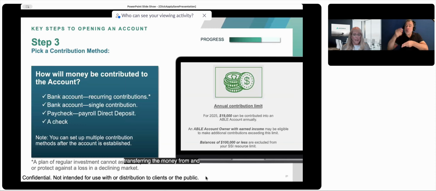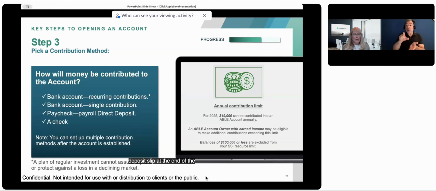If you're going to contribute from a paycheck, you just want to verify with your employer's payroll office that you can participate, and then print out that payroll form, complete it, and then provide it back to the employer's payroll office. If you'd like to contribute via check, you can print the deposit slip at the end of the enrollment process, but no worries.